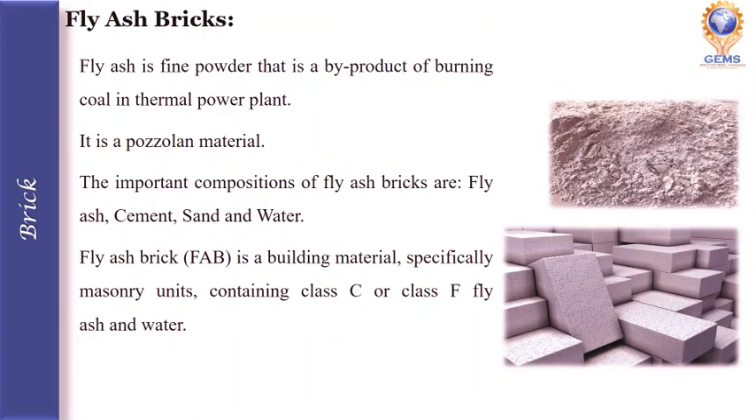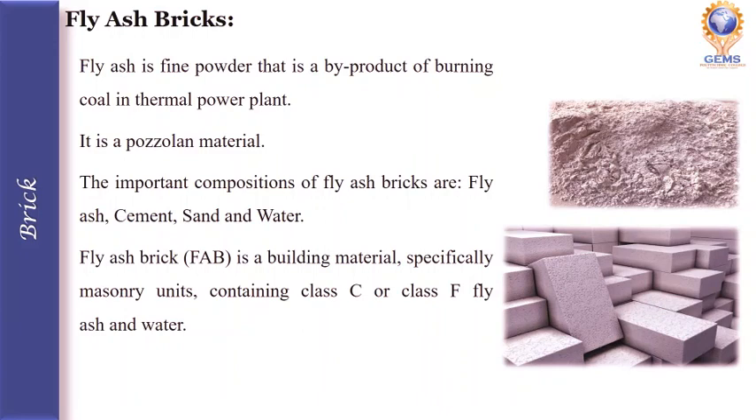Fly ash bricks. Fly ash is a fine powder that is a byproduct of burning coal in a thermal power plant. It is a pozzolan material. Pozzolan material means it contains aluminous and siliceous material so that it can be easily formed as a paste while mixing it with water. The important composition of fly ash bricks are fly ash up to 60%, sand or stone dust 30%, and the remaining 10% we can use ordinary Portland cement, or we can add a mixture of lime plus gypsum to it.